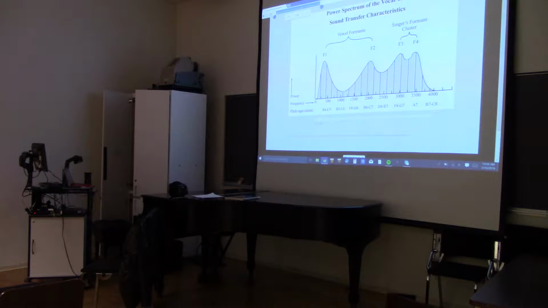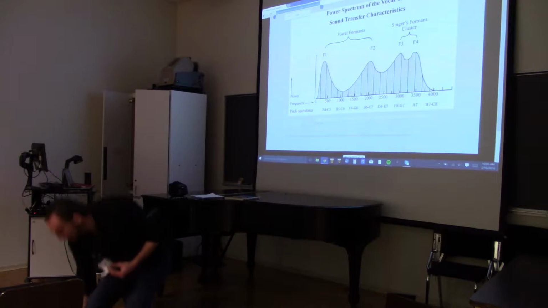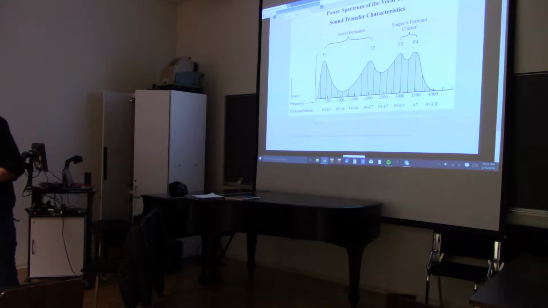Does that make sense? Okay. So then the thickness of the TA muscle, the thyroarytenoid muscle, which is the actual vocal folds: if it's thicker, the pitch is lower, because a bigger string produces a lower sound. Same thing.